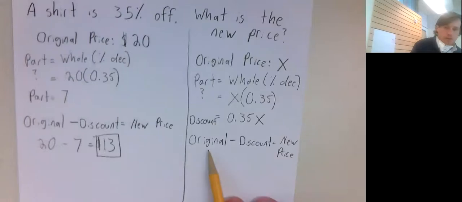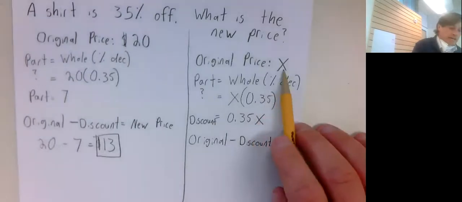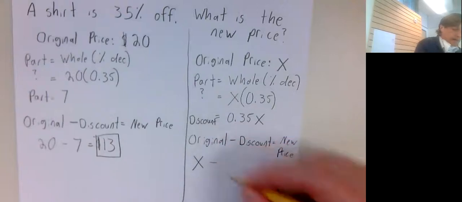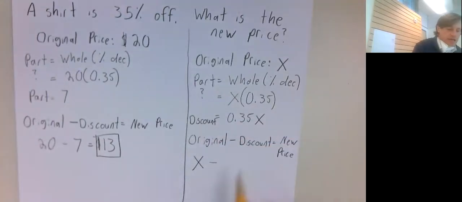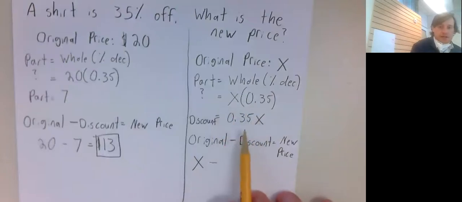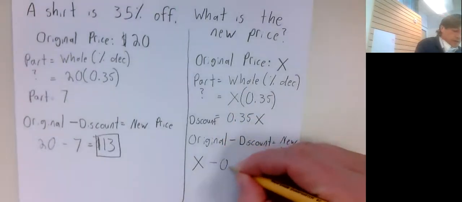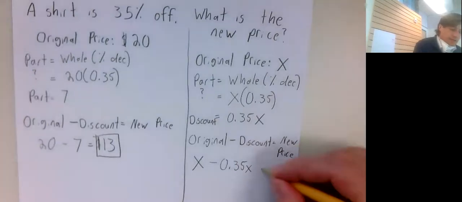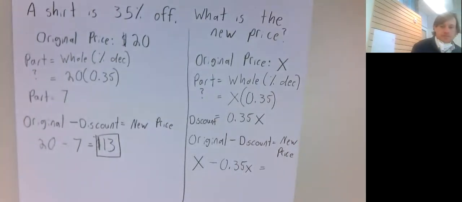So my original, remember, is X. So I'm going to plug that in. X minus how much are we getting a discount for? How much are we taking away in the sale? Well, we just figured it out here in terms of X. That's 0.35 X. And that's going to give us our new price.